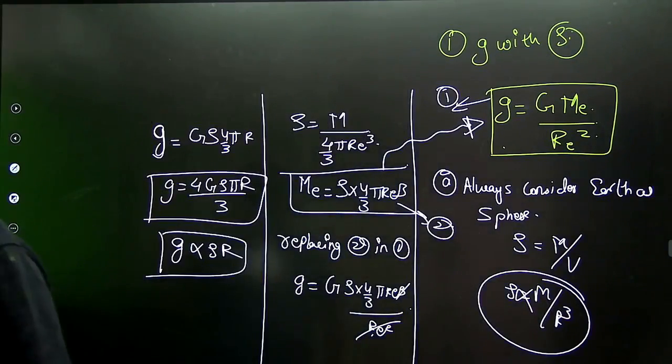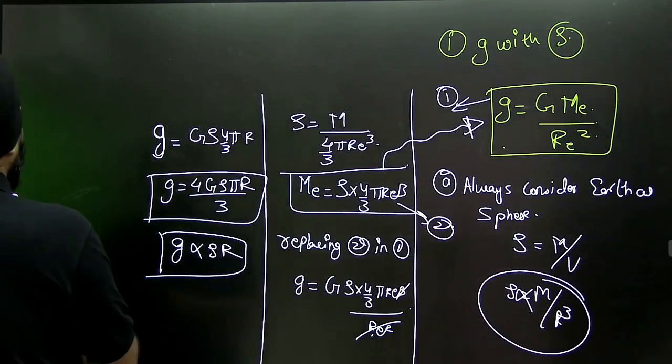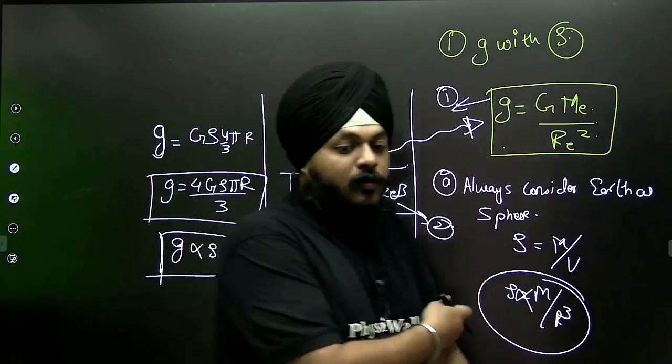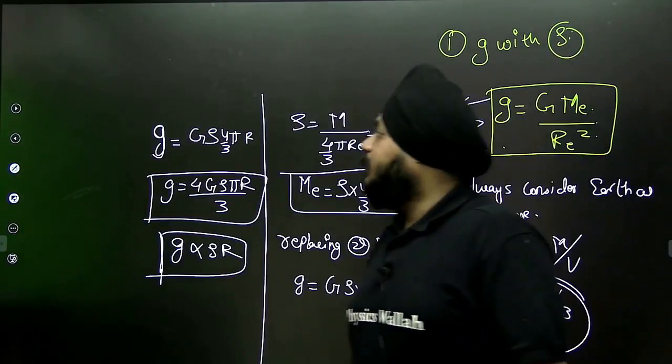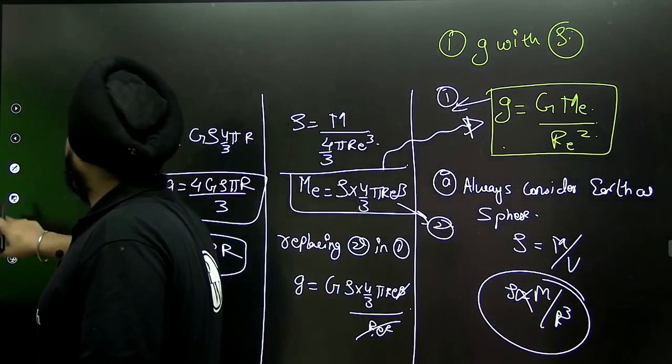It's a very simple thing. Density and radius have to change to balance the stuff. g is directly proportional to rho r. Now, let's see what happens. So this was the first variation.